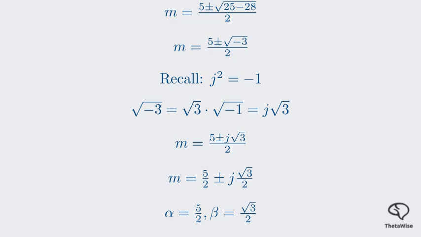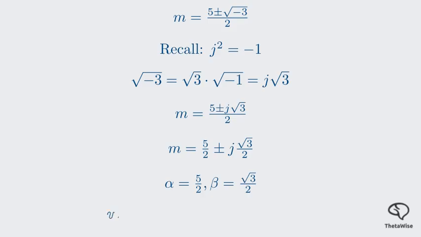For complex roots, there is a specific formula for the complementary function. The formula for the complementary function with complex roots is y sub c equals e to the alpha x times an arbitrary constant A times cosine of beta x plus another arbitrary constant B times sine of beta x.